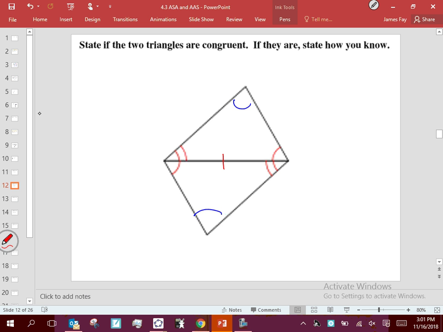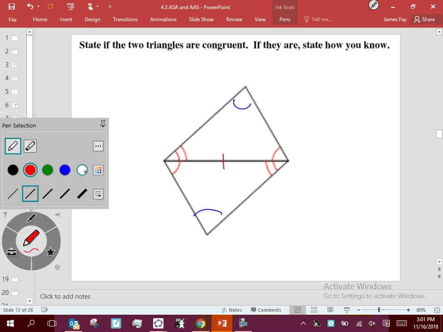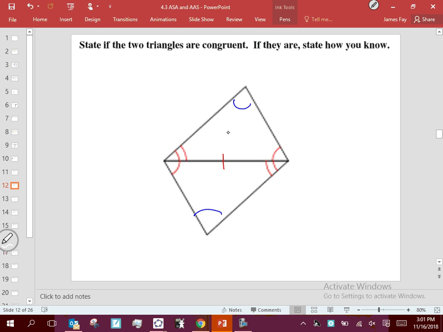Let's do this. Let's cover up the top triangle, looking at just the bottom one. And I want to talk about an angle. I want to use the blue one, and I want to use one of the red ones. It doesn't matter which red one I use. Let's just cover up that one, so I use the other red angle.